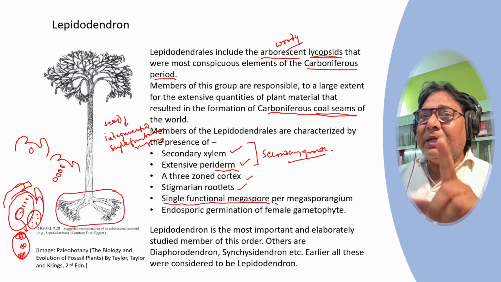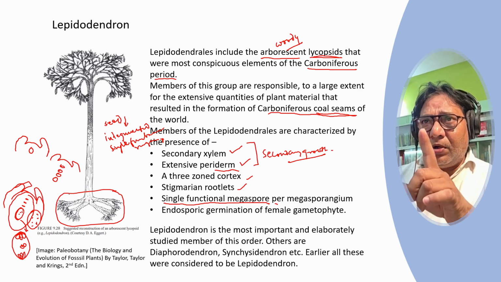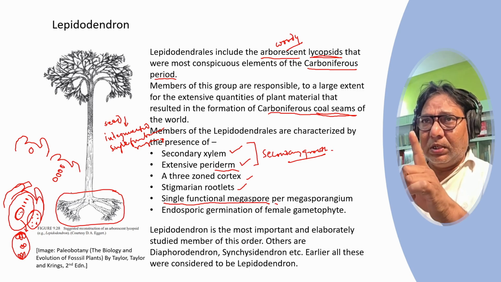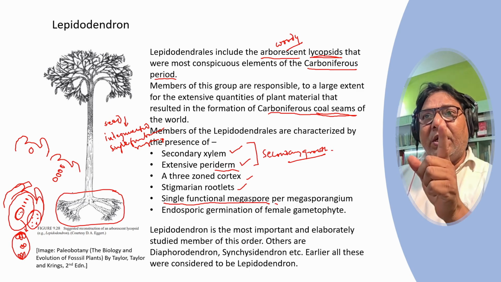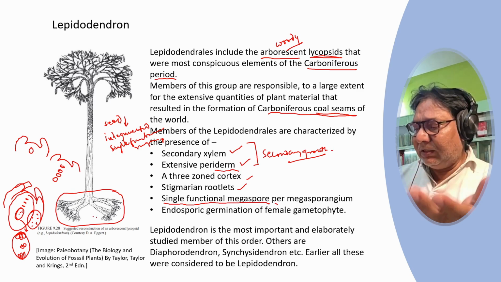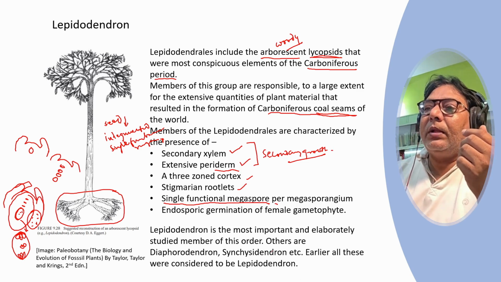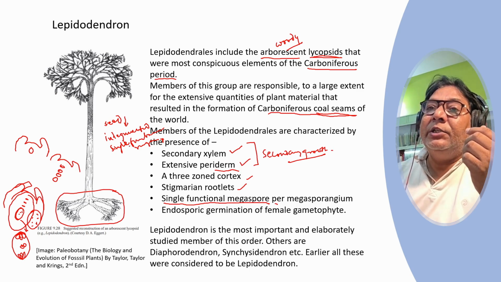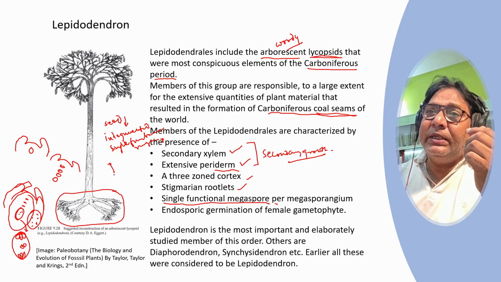Why am I emphasizing this? Because a little later we will see that the fruit body of Lepidodendron is called Lepidocarpon. So there is a question whether Lepidocarpon is a true seed or a false seed. Discuss. That will come a little later, I will talk about that. Another thing is this: an integumented single functional megasporangium, and the third one is that it is indehiscent.